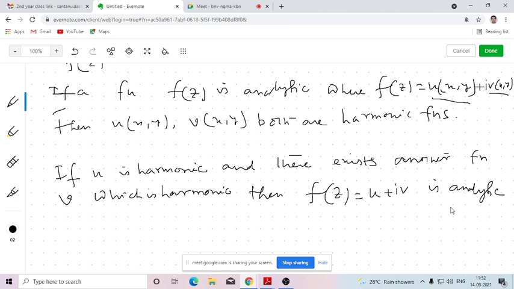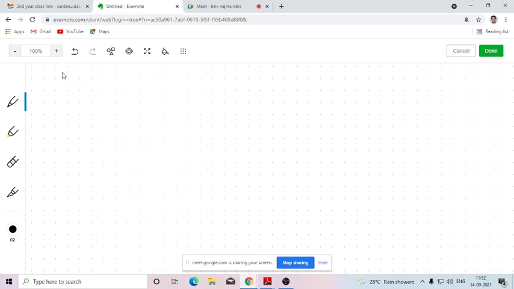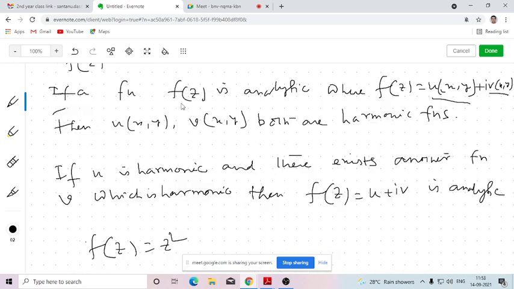Is that clear or not? Is that clear? Yes, sir. So I am giving one example. Say f(z) = z squared. This is a simple example. Sir, please show the previous line, I was noting.